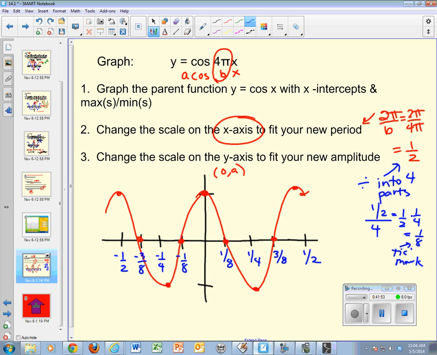Okay, step 3, we change the scale on our y-axis to fit our amplitude. What's a? 1, because it doesn't have a number in front of cosine. So this is 1, this is -1.